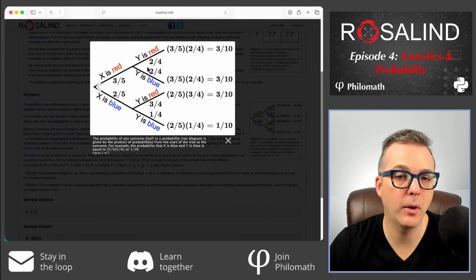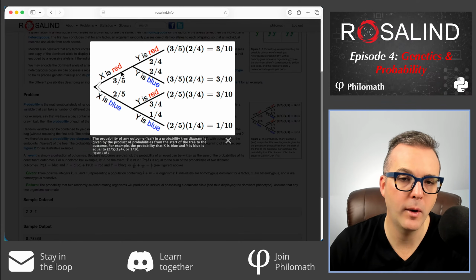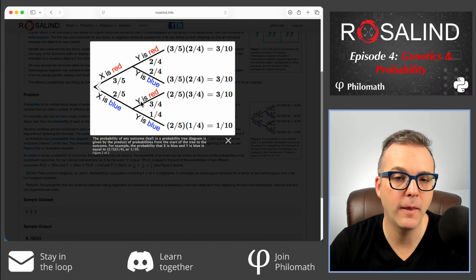And so if you draw a red ball, you have 4 balls remaining, 2 of which are red. And the likelihood of drawing 2 consecutive red balls then would be 3 out of 5 times 2 out of 4, or 3 out of 10. Whereas drawing a red ball then a blue ball would be 3 out of 5 times 2 out of 4, which is 3 out of 10. But drawing a blue ball and then a red ball actually still is 3 out of 10.